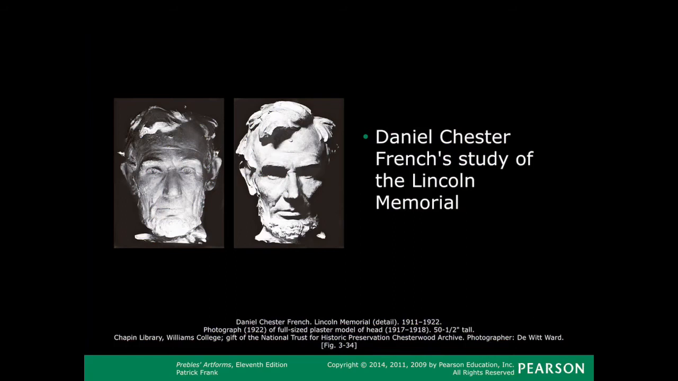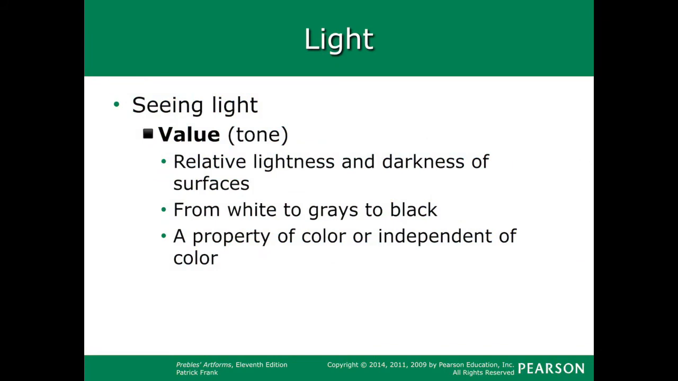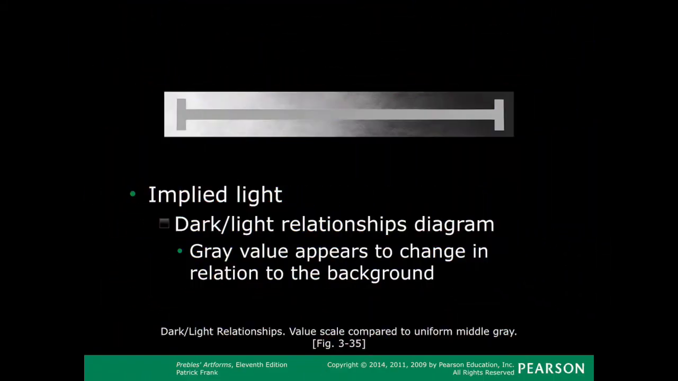We can see how light influences the object, especially when it comes to looking at sculpture, because you're looking at different textures, different angles, different shadows. When we say the word value when it comes to art, we're actually talking about the amount of lightness and darkness. You can think of it as the whites to grays to black. Sometimes there is a property of color, or the tone itself is independent of a color.